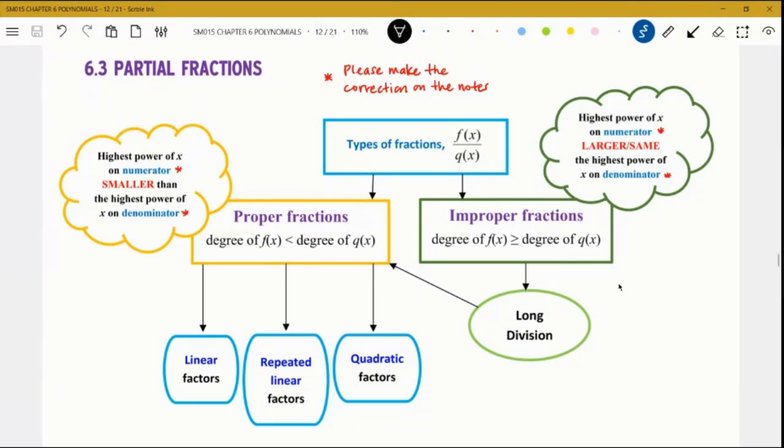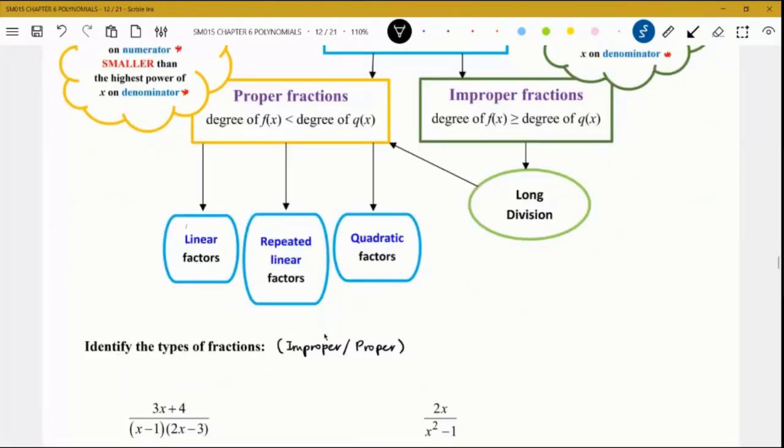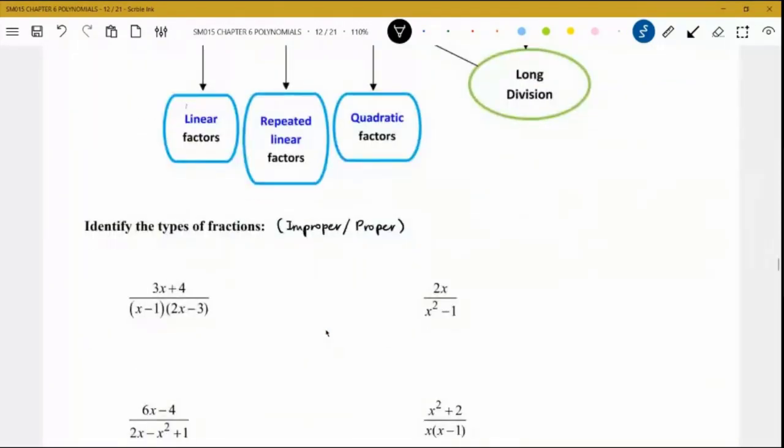Okay, for improper fraction, first thing first, you have to do the long division untuk kita tukar daripada improper menjadi proper. Okay, dia tambah satu step di mana kamu perlu buat long division supaya improper fraction tukar menjadi proper, baru kita boleh buat partial fraction. Okay, selagi dia tak proper fraction, kamu tak boleh buat partial fraction. Okay, so first thing first, we need to know differentiate fraction itself, improper ataupun proper.